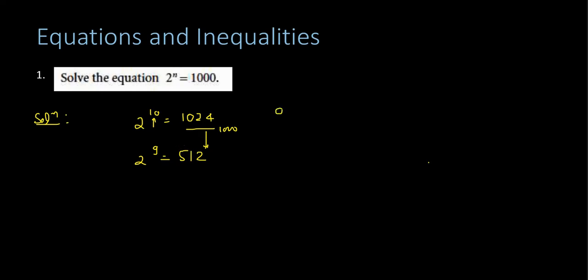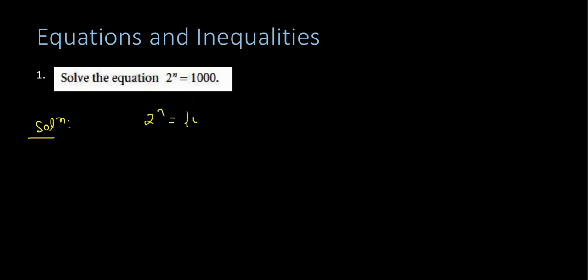So my guess or estimate of n is that it should be around 9.8 or 9.9. But what is the exact value? Here comes the role of logarithm to find the exact value of n. The exact solution will be that we take the logarithm of this equation on both the sides.